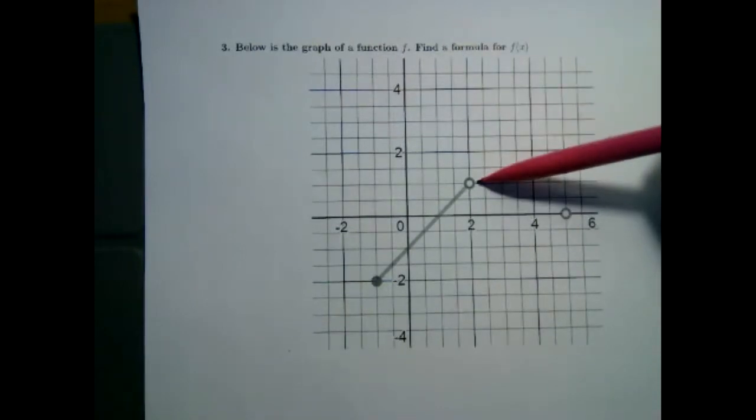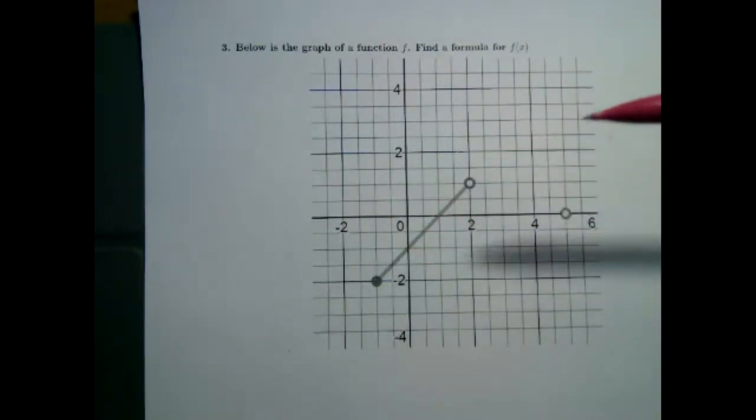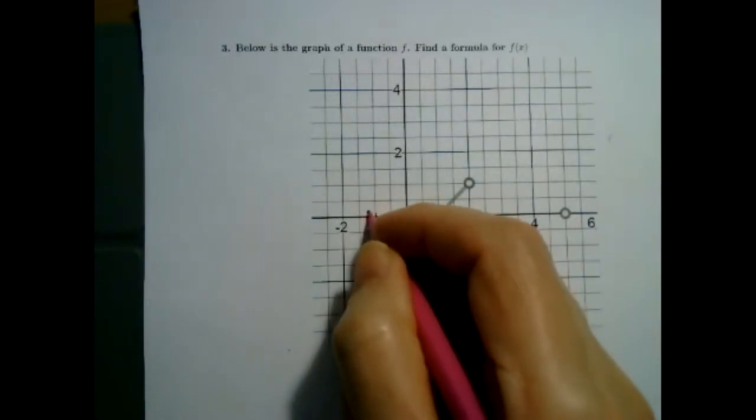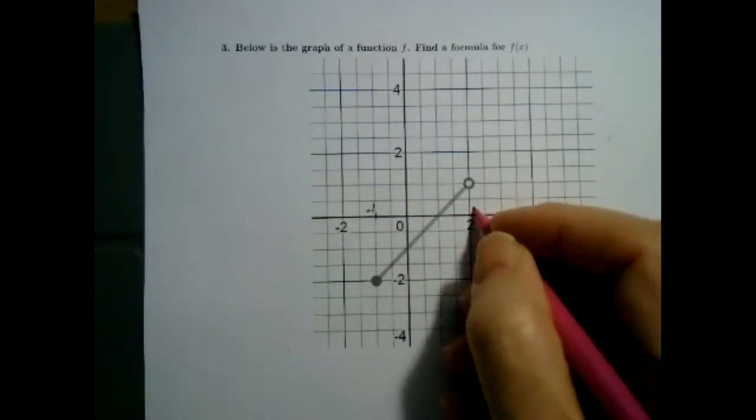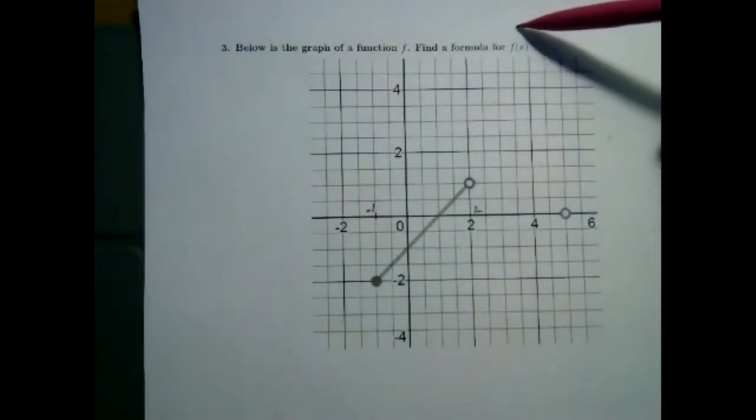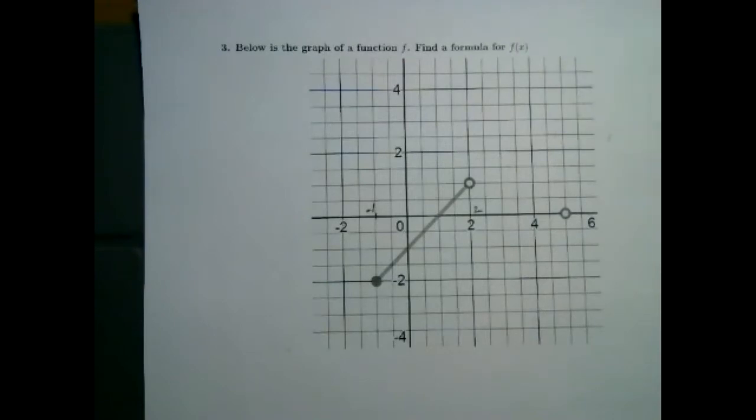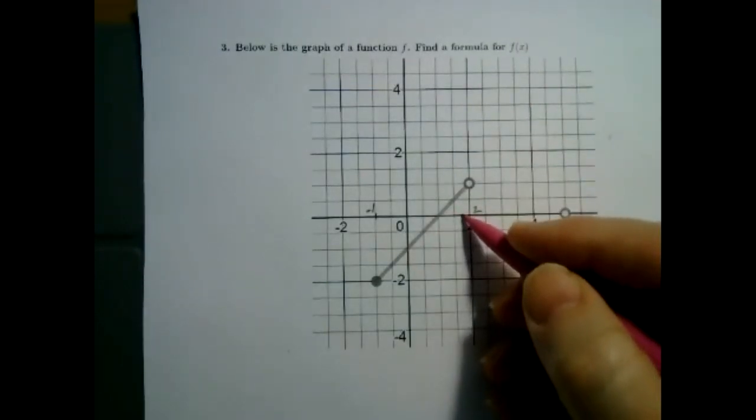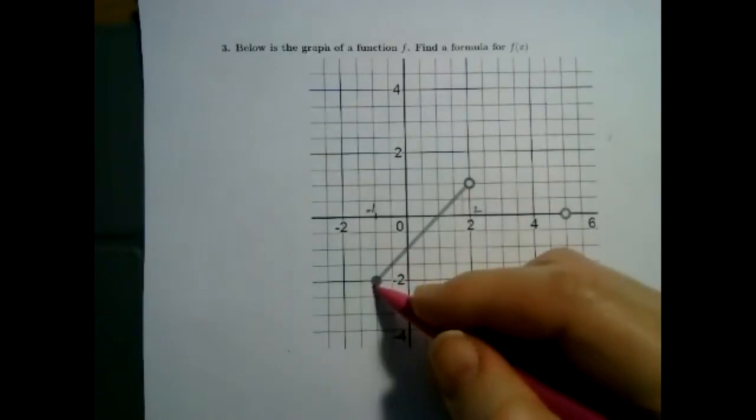Below is the graph of a function. That's my function. It's defined between -1 and 2, so that's really the domain of my function. The question is, find a formula for f of x. That means you have to give me a rule so that if I know x, I know f of x using the rule. I know f of x using the graph.